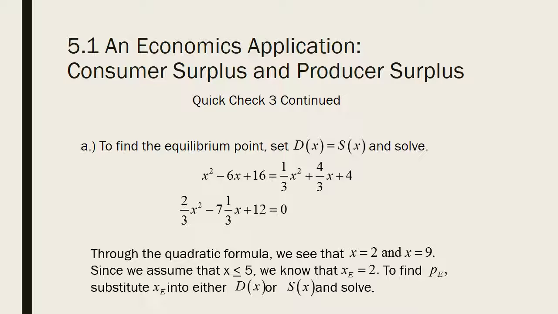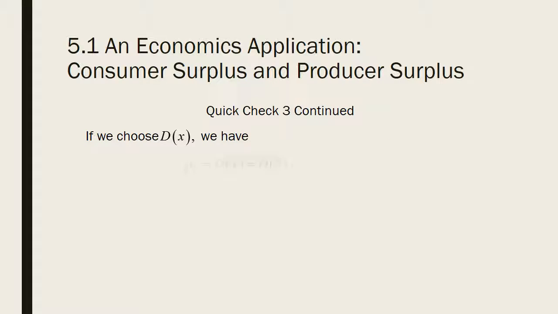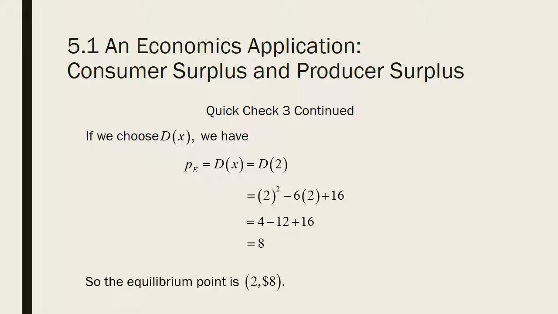Now, if you remember, the original problem said that x is less than or equal to 5. So we're going to throw the 9 out. We don't need to worry about that. So we're going to use 2 for x. And then we're going to find the p, the price, the y, by putting 2 back into either d of x or s of x. And they chose D and got 8. So the equilibrium point is 2 items at $8.